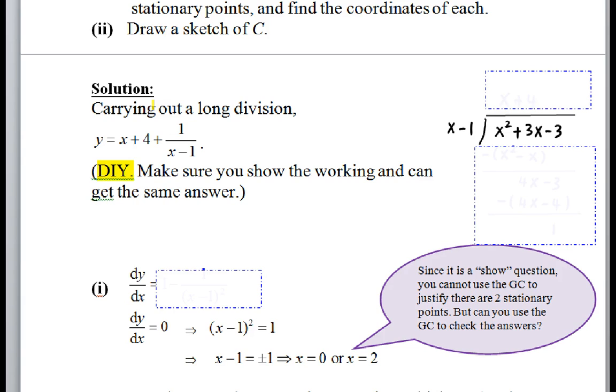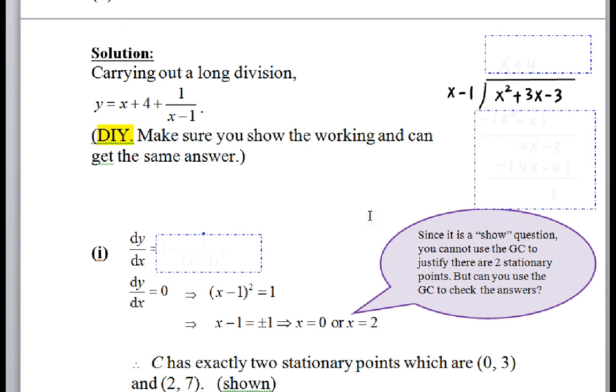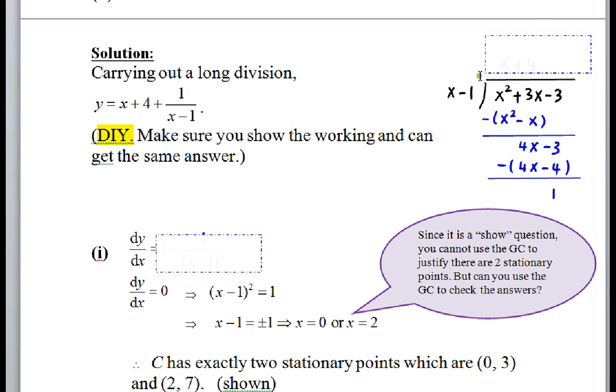Okay, let's do a long division. If you are not sure, you can do long division all by yourself here. So, assume we have done all this, then we get this result. You don't have to copy. If you are certain of your long division, you don't have to copy. I just show this for completeness.